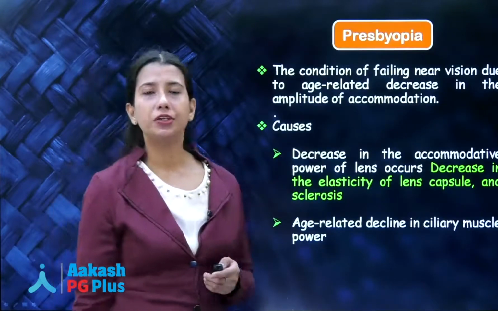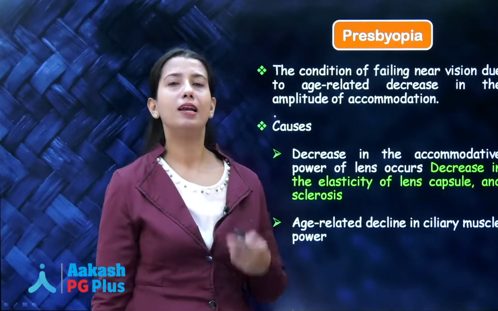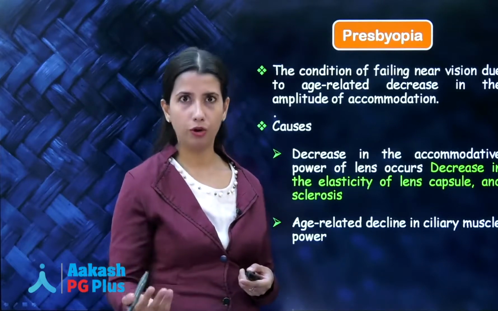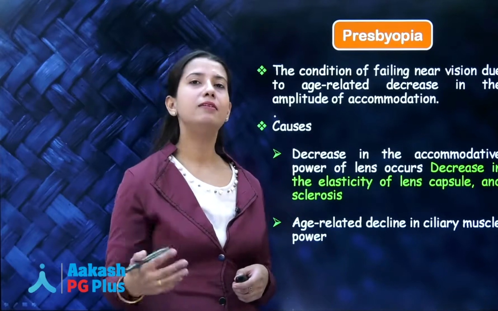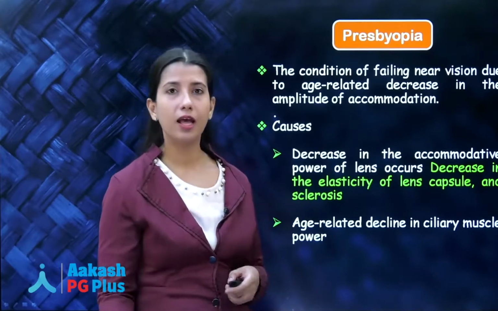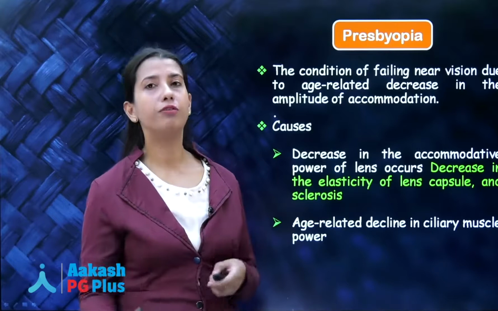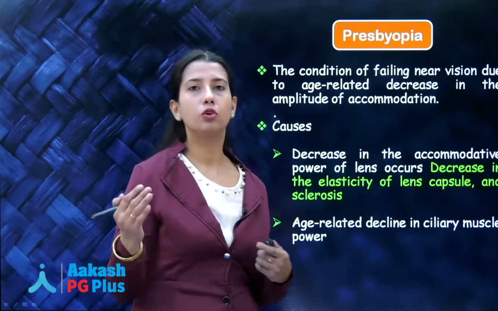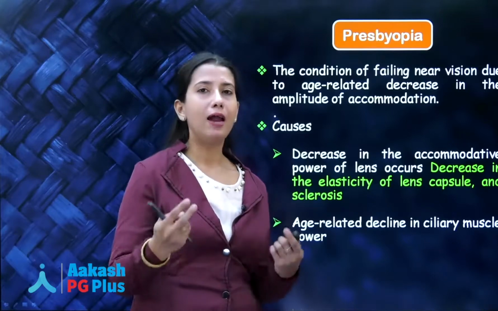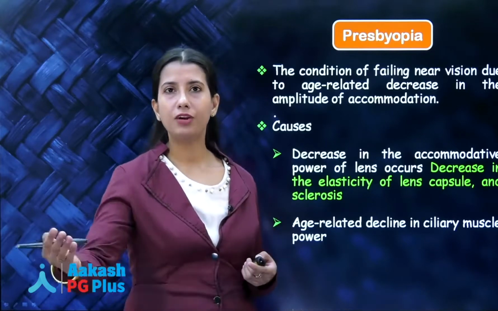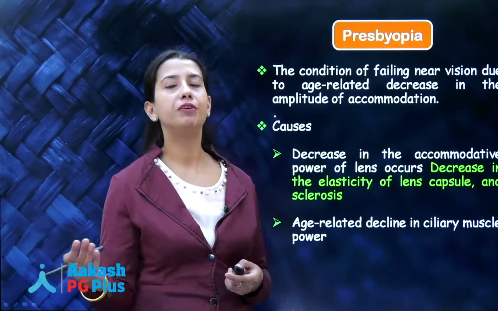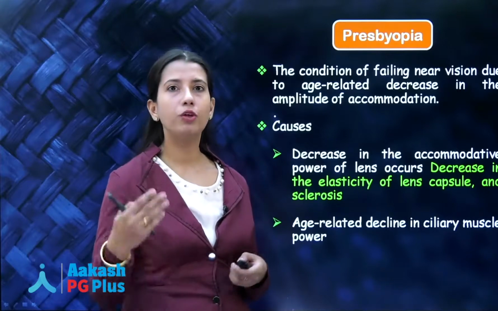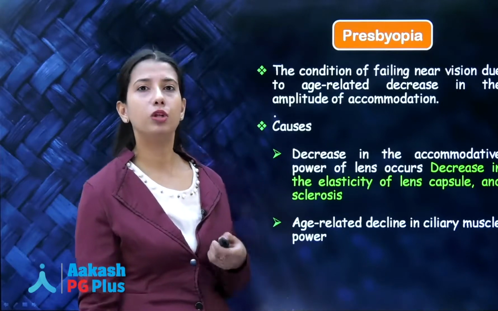But with age, this power starts getting lesser and lesser. Why? Because the lens becomes harder because of nuclear sclerosis, the lens capsule becomes less elastic, and also there is a loss of ciliary muscle power. This loss of accommodation with age is called as presbyopia, and as is clear, as the age will increase, the power of accommodation will decrease and the presbyopia will increase. So you will need to give greater correction to the patient.